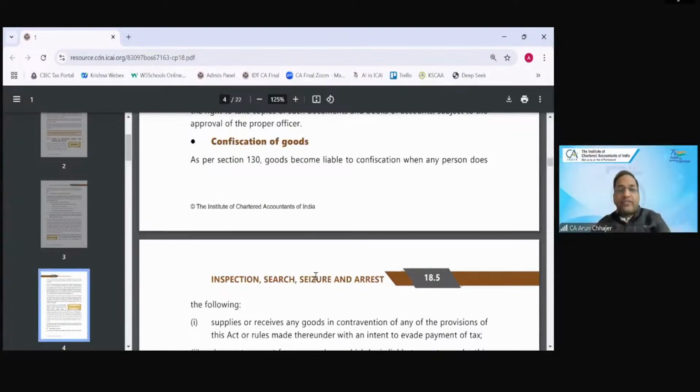Now, what is the confiscation of the goods? Section 130. Goods become liable to confiscation where any person does the following.